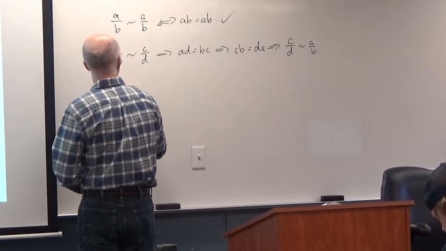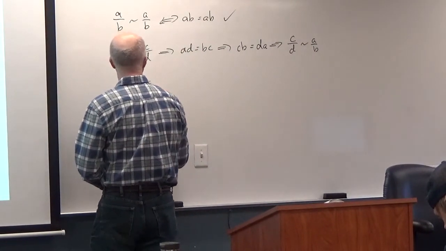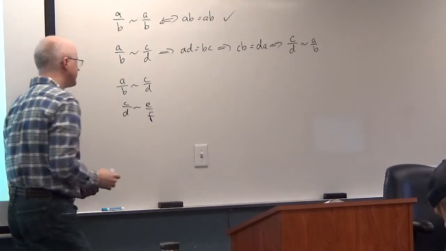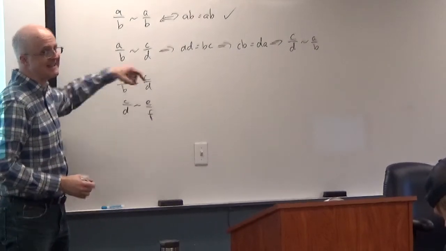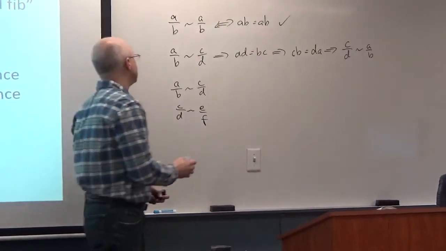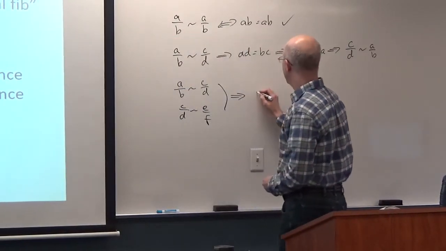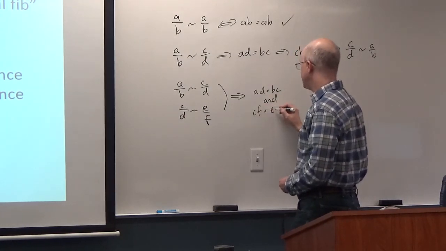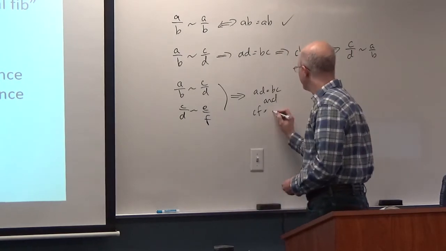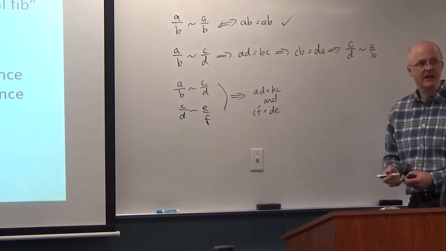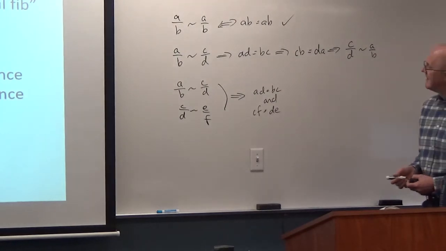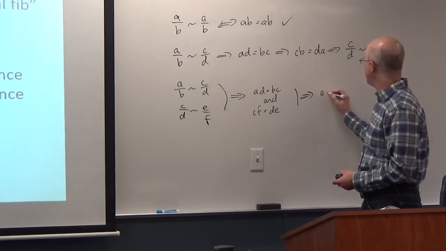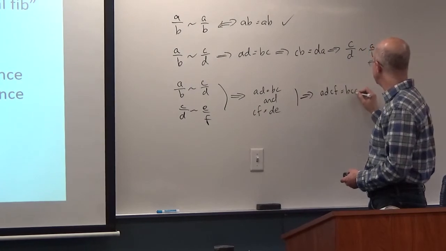How about the transitive property? If A over B is equivalent to C over D, and C over D is equivalent to E over F, that's not the number e, it's also not an identity, just a symbol for an integer. That will imply AD equals BC and CF equals DE. Just cross-multiplying effectively. Putting those equations together, essentially multiplying both equations, is going to imply ADCF equals BCDE.